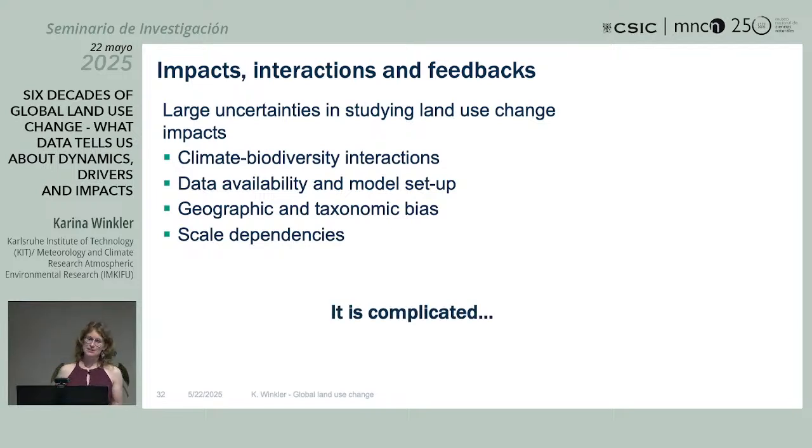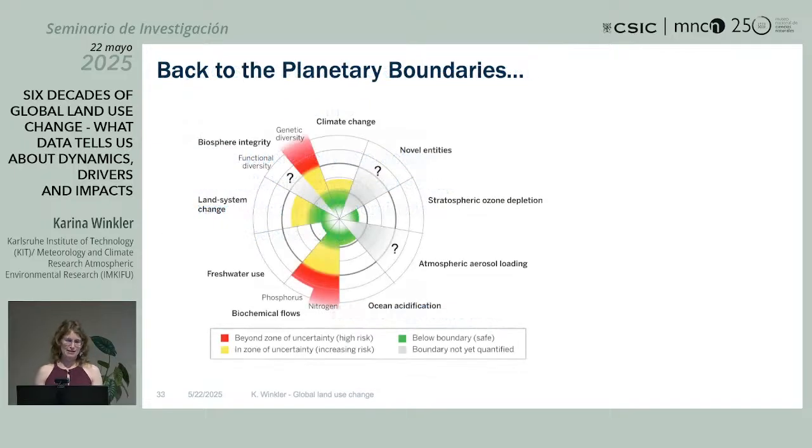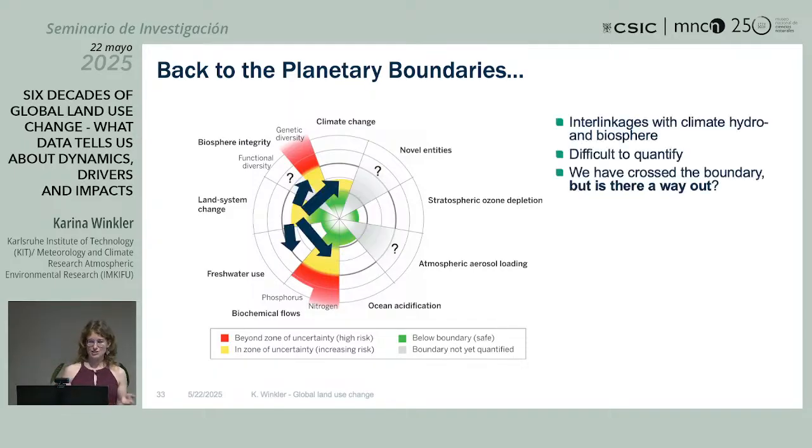And coming back to the planetary boundaries, there's this connection, of course, between the land system, between climate and fresh water and geochemical flows. And these interlinkages make it even more complicated to disentangle and nail down different contributors. And we have crossed the boundary, but so what?